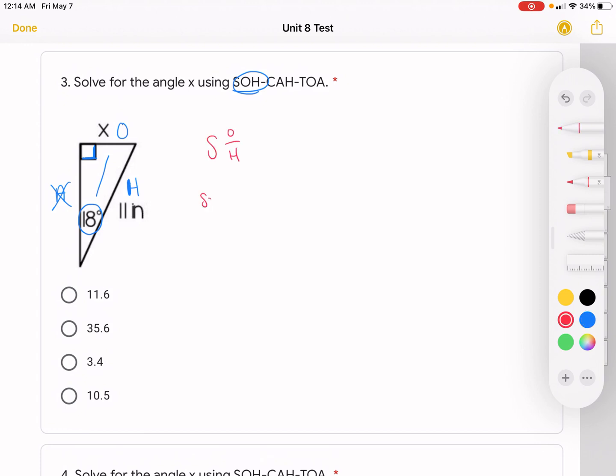The S in SO stands for sine. Our angle is 18 degrees. O is X and H is 11. Here X is on top, so we're going to multiply.